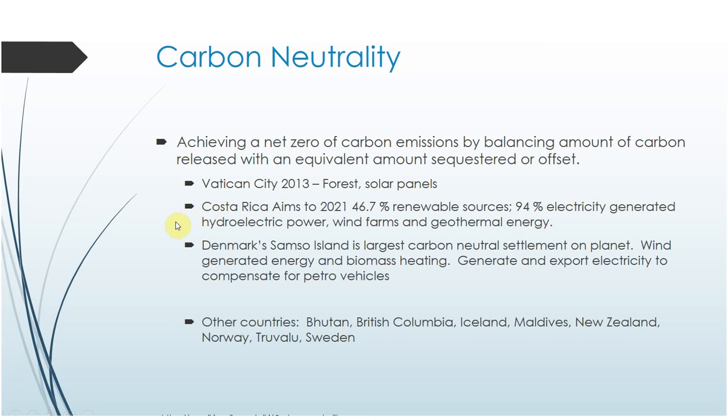Costa Rica aims to be carbon neutral by 2021. They already use 47% renewable energy, with 94% of their electricity generated by hydroelectric power. But you think, Costa Rica, waterfalls, that's what they have. They use what they've got. They also use wind farms and geothermal energy. Denmark's Samsø Island is supposed to be the largest carbon neutral settlement on Earth. They use a lot of wind power and they use biomass heating. And then they also generate and export their electricity to account for any vehicles that they use that use gas.